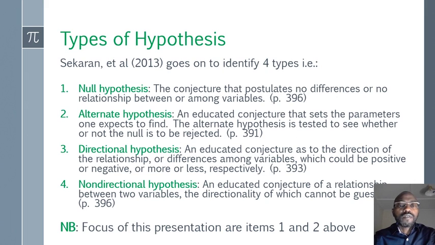Essentially, you have 4 types of hypotheses. You're looking at what you call the null hypothesis, alternate hypothesis, directional hypothesis, and non-directional hypothesis. They are all taken from the same book. The page has been referenced. I'll give you a few seconds to go through that, and then we'll move on. Bear in mind that we'll be focused on the top 2 ones, which are the null and alternate hypothesis.